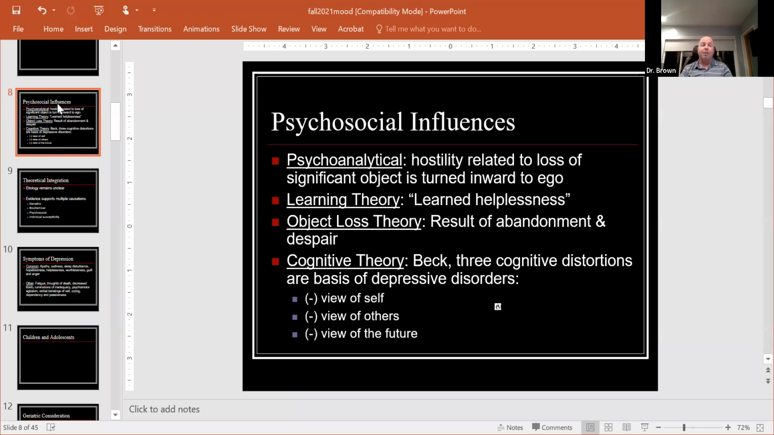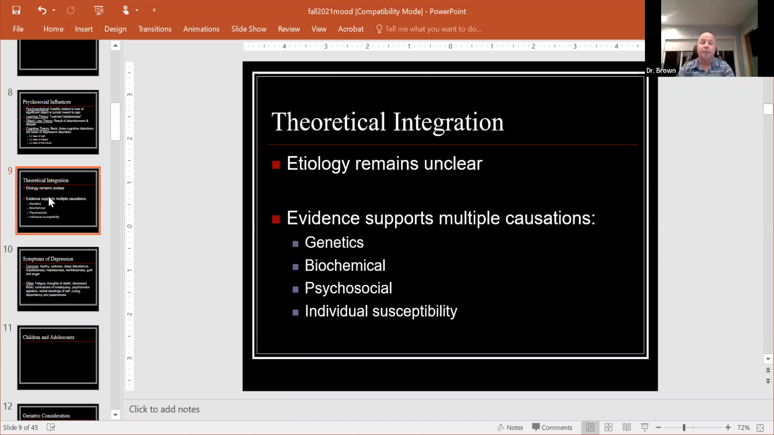Another big one is the object loss theory, result of abandonment and despair. What's happening in our world right now? More people are divorced than married. Okay. Kids are losing their parents. Look at the big one with COVID. How many parents died and kids were left alone, orphans without parents. So that's the object loss theory. Okay.